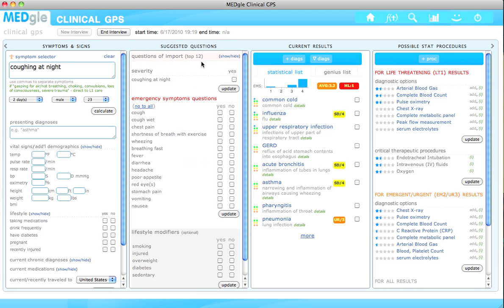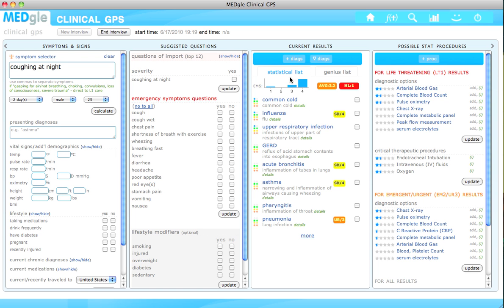Now in suggested questions, we ask potential emergency symptom questions. These are questions that help us rule in or rule out potential emergencies, as well as lifestyle modifiers which are relevant, such as smoking, injured, or overweight. Here we have our current results, which shows us what are the potential diagnoses that may cause this particular issue.